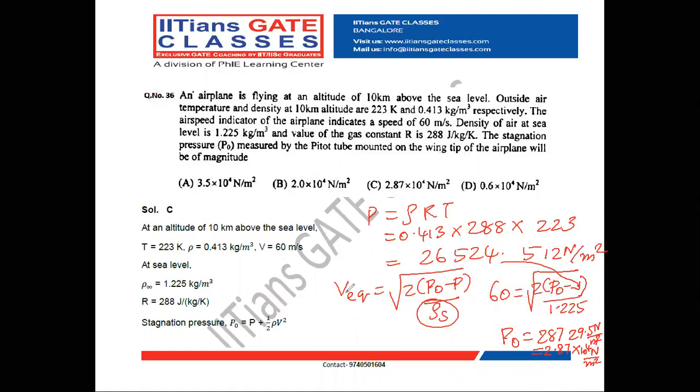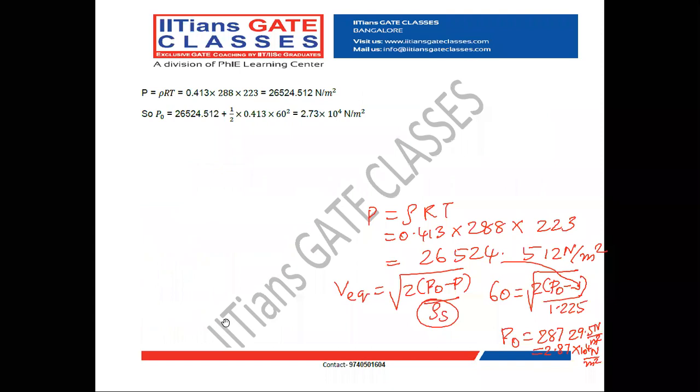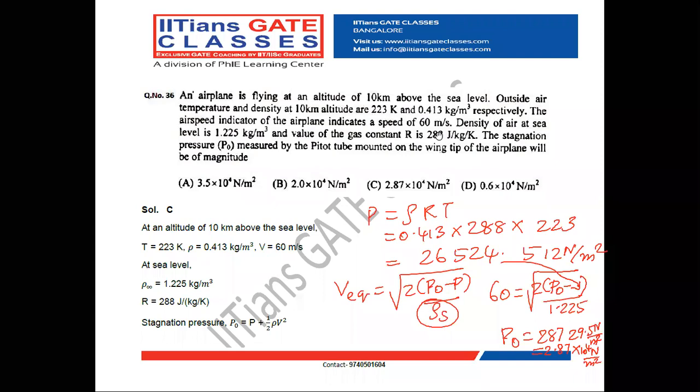The only change here is that, since the speed measured is equivalent airspeed, the density we have to use is not the density at 10 kilometer altitude but the density at sea level. Thereby we get 2.87 into 10 power 4 Newton per meter square. So option C is the correct answer.